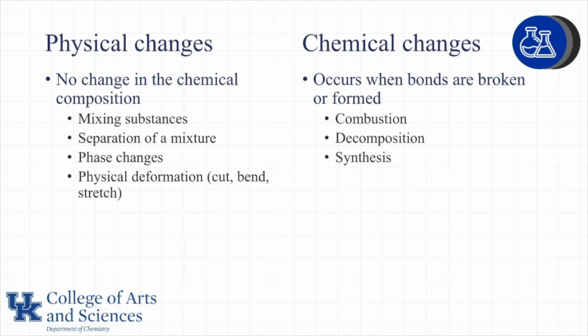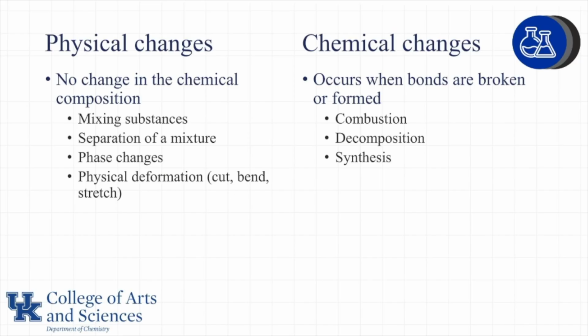Let's look at some examples of physical and chemical changes. Remember that in physical changes, we don't have a change in the chemical composition. Some examples of this include mixing substances and separating a mixture. So we saw the iron and sulfur that were mixed, and we used a magnet to pull out the iron. That's separating the mixture. That's a physical change. Any type of phase change is going to be a physical change. So solid, liquid, gas, any combination of those. And a physical deformation. So if we cut something, bend it, stretch it, tear a piece of paper in half, it's a physical change because we haven't changed the molecules that are making up that piece of paper.